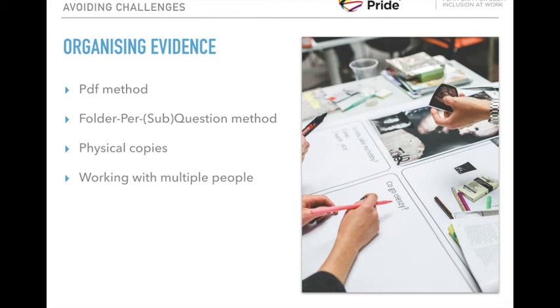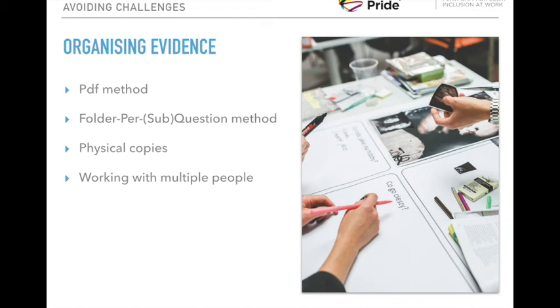So organizing evidence, let's talk about what the best way is to do this because people tend to do this in different ways. So the first option is the PDF method, and basically what happens is you collect all your evidence and you go question 14 part A, paste evidence, question 14 part B, paste evidence, and when you've finished pasting that all into a document, you save it as a PDF and you send it to us.